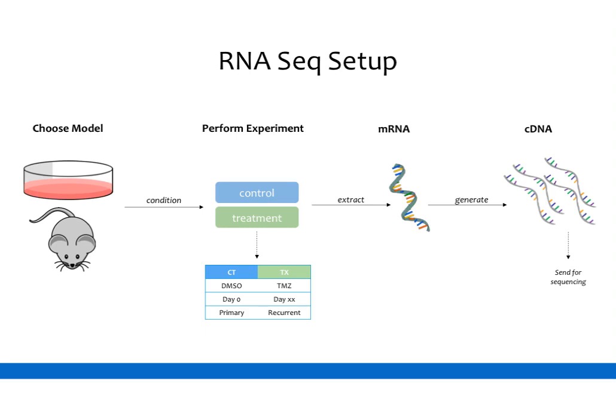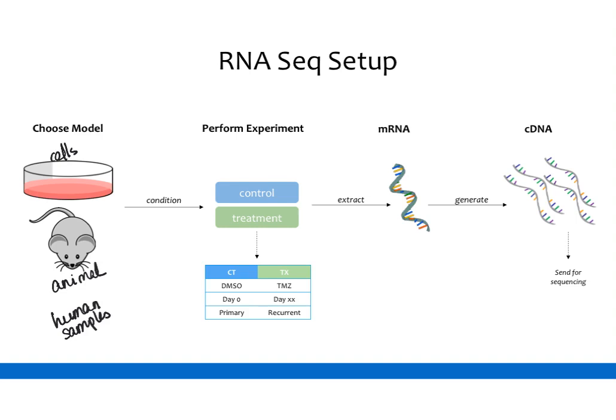So when you set up an RNA-Seq experiment, your first thing is to choose which model you're going to do this experiment in. So you can choose to do an RNA-Seq across multiple cells. You can also choose to do RNA-Seq with an animal model. You can also even do human samples if you are able to get human samples. So you have a lot of choices.